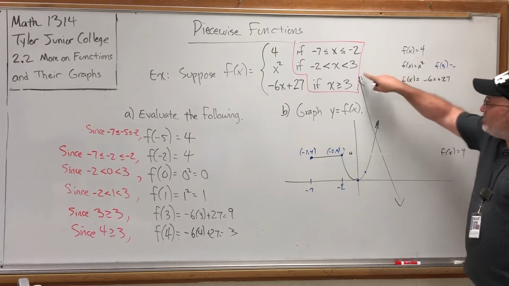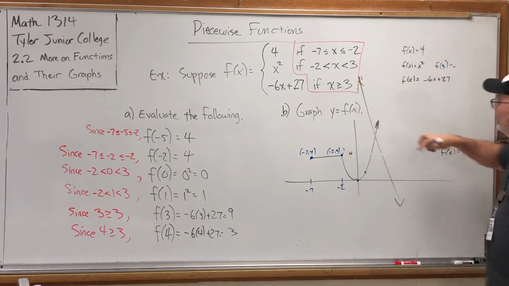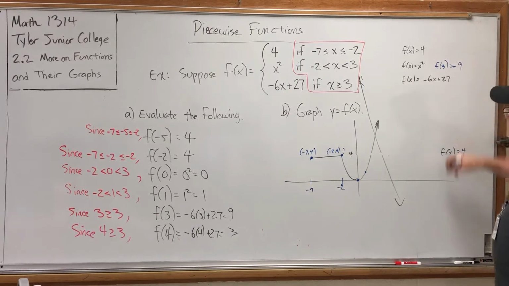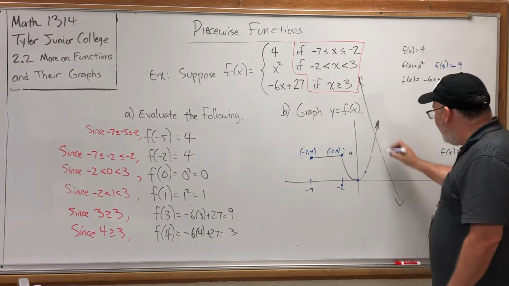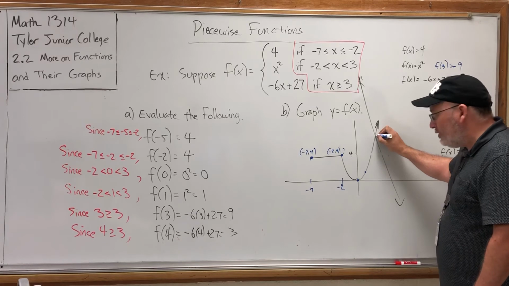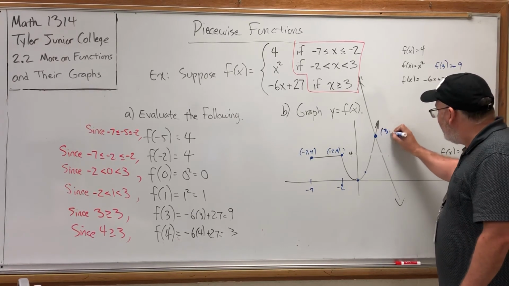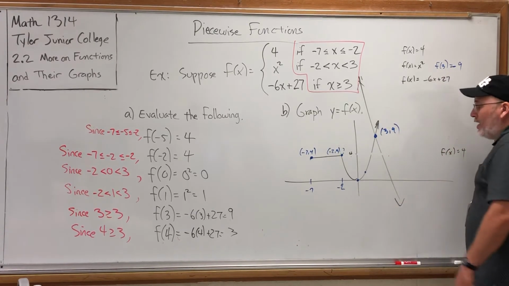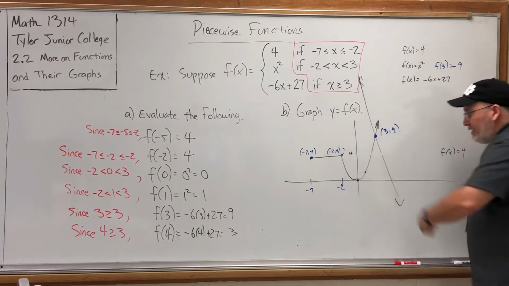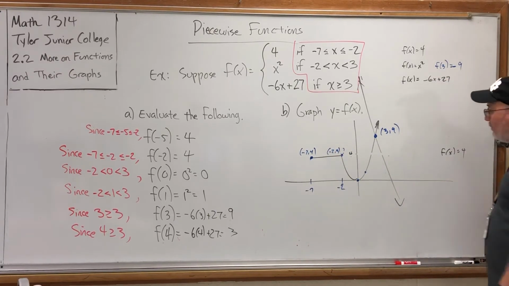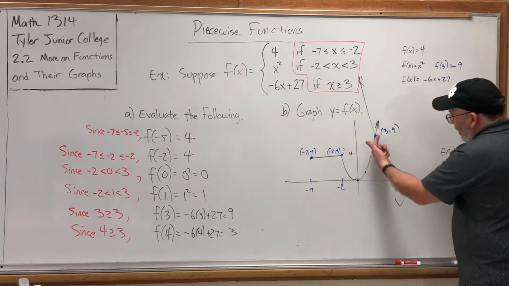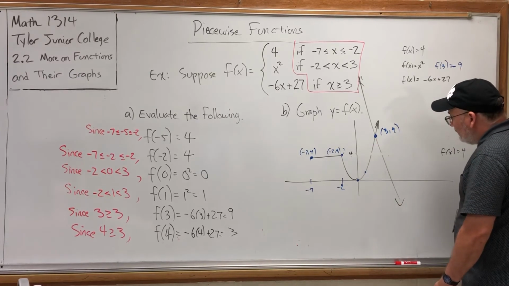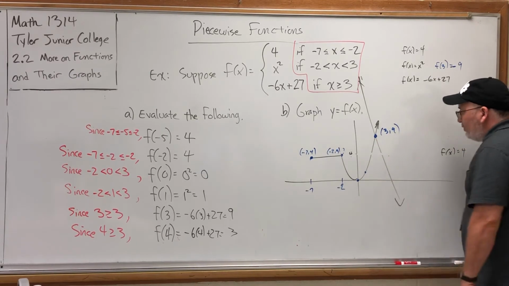Now, I know 3 is not part of the parabola here, but I need to know where it stops. 3 squared is 9, so the parabola ends at 9, which is actually, believe it or not, going to be right here, 3, 9. Now, it's not required that where one graph ends, the next one begins. I just designed this one that way. But as we go upwards, the parabola stops at 3, 9.